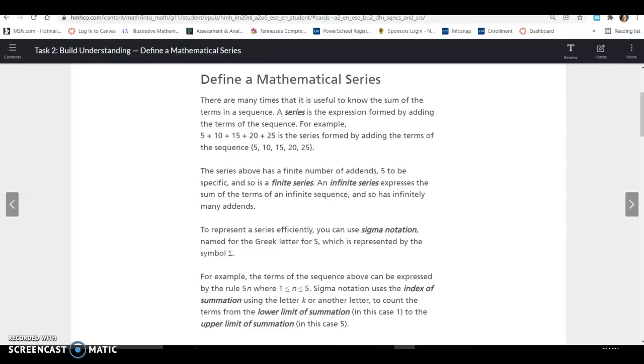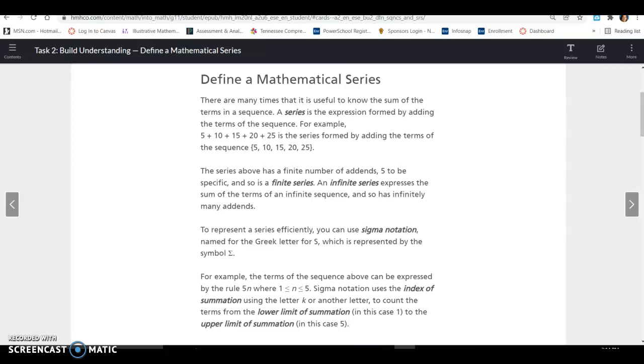The series above has a finite number of addends, 5 to be specific, and so is a finite series. An infinite series expresses the sum of the terms in an infinite sequence, and so has infinitely many addends.